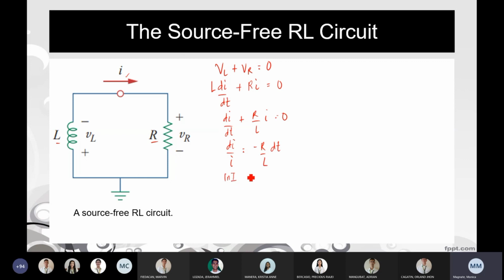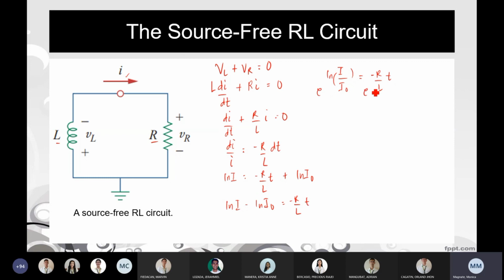ln of I, ayan, equals sa negative R over L, t, plus yung integrating constant niya, ln of I sub O, initial value natin. So, lipat lang natin sa kabila, we will have ln of I minus ln of I sub O equals sa negative R over L, t. Tapos, by laws of logarithm, we have ln of I over I sub O. So, this is equal to negative R over L t.